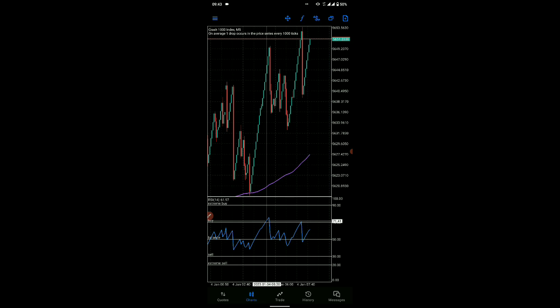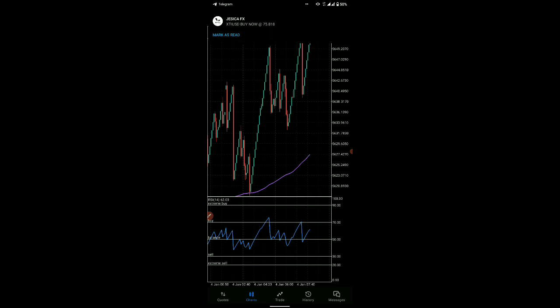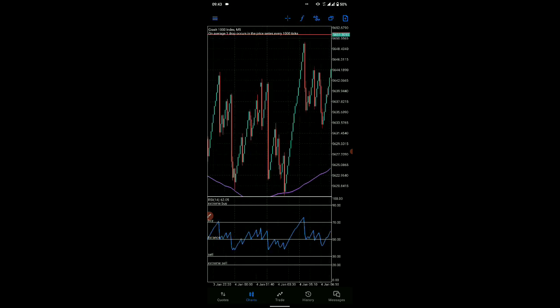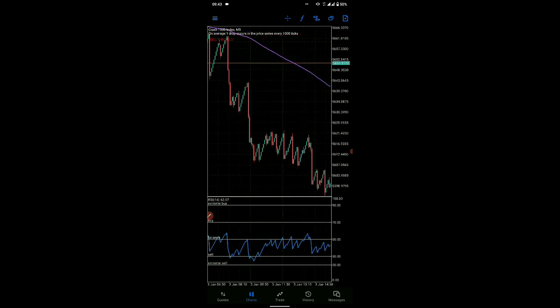We'll buy here. You see it? Look at all of this. This is about how many pips? This is 13 pips. Even with the least lot size, you are in a good profit. So you see, that's how it works. Okay, watch this one too. This one is just a balance.